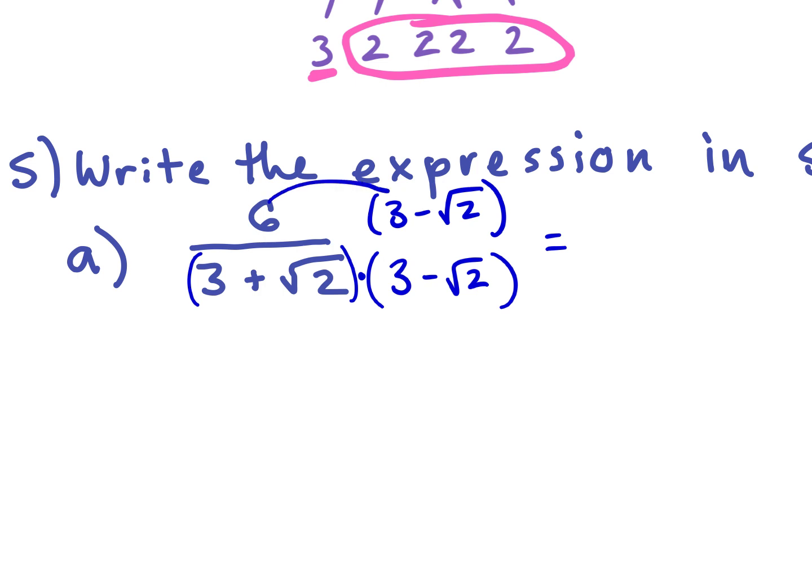So on the top, we can distribute the 6. So we get 18 minus 6 square root 2. And then on the bottom, what could I do to multiply these two together? I could FOIL. What else?